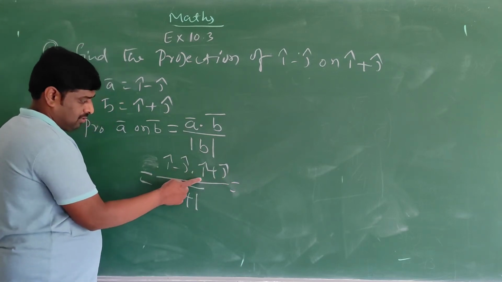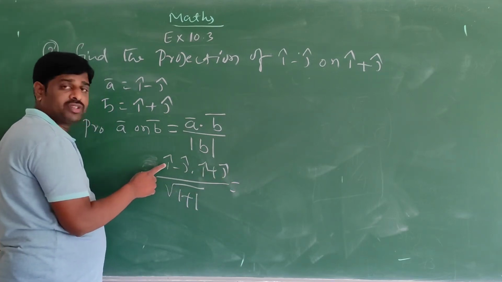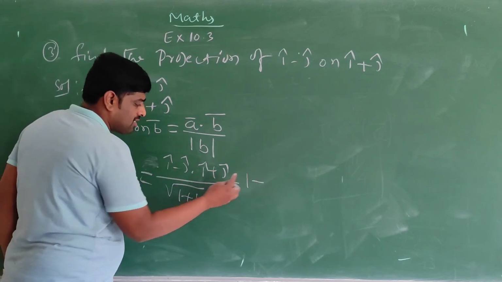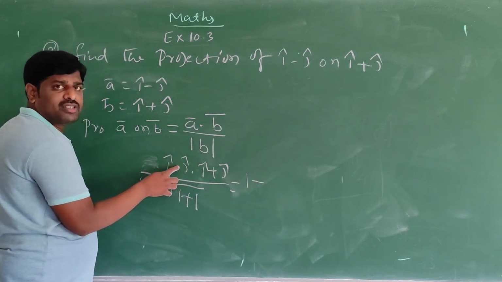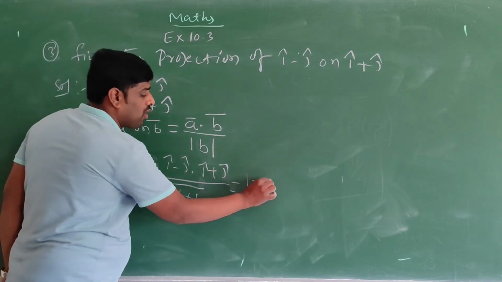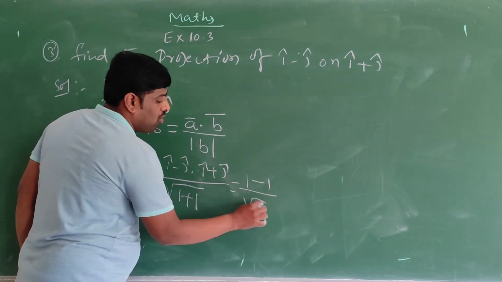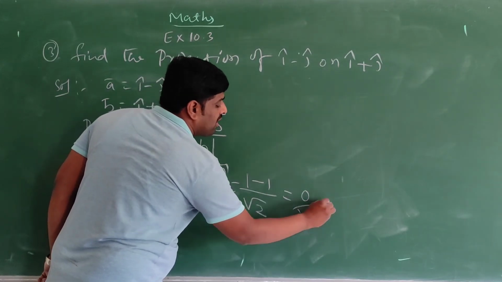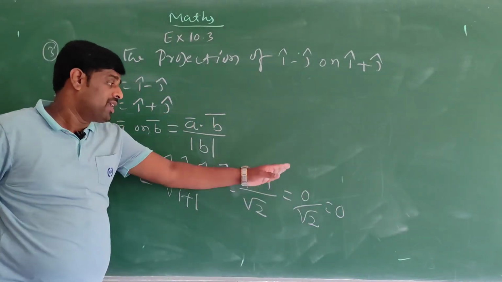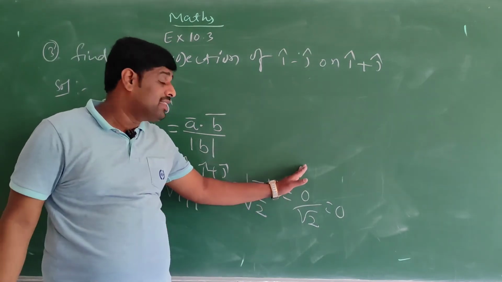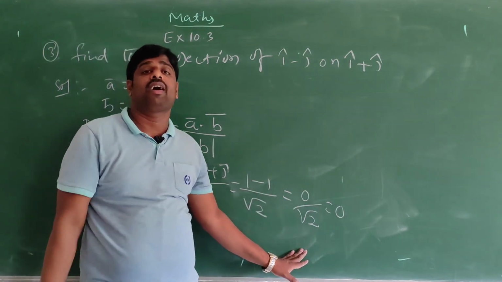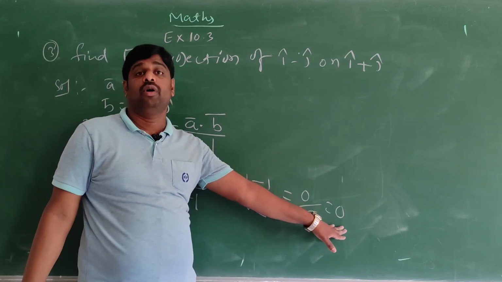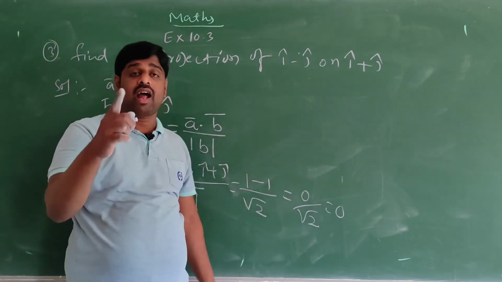See, here the i coefficient is 1, and the i coefficient is 1. 1 into 1 is 1. Plus into minus is minus. The j coefficient is 1, the j coefficient is 1. That is 1 ones are 1. Divided by root 2. 1 minus 1 is 0. 0 divided by root 2 is 0. 0 by anything is 0, but anything by 0 is not defined. Don't confuse.